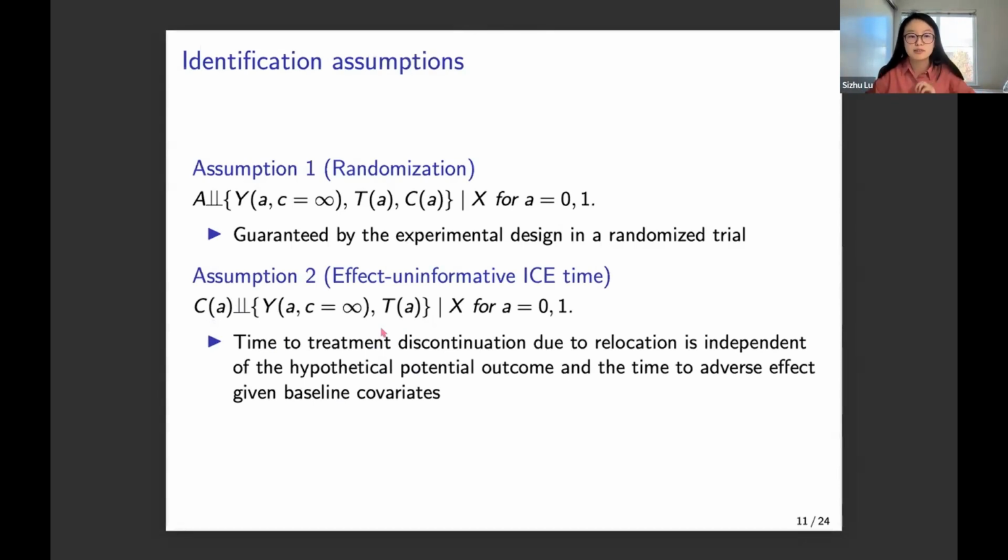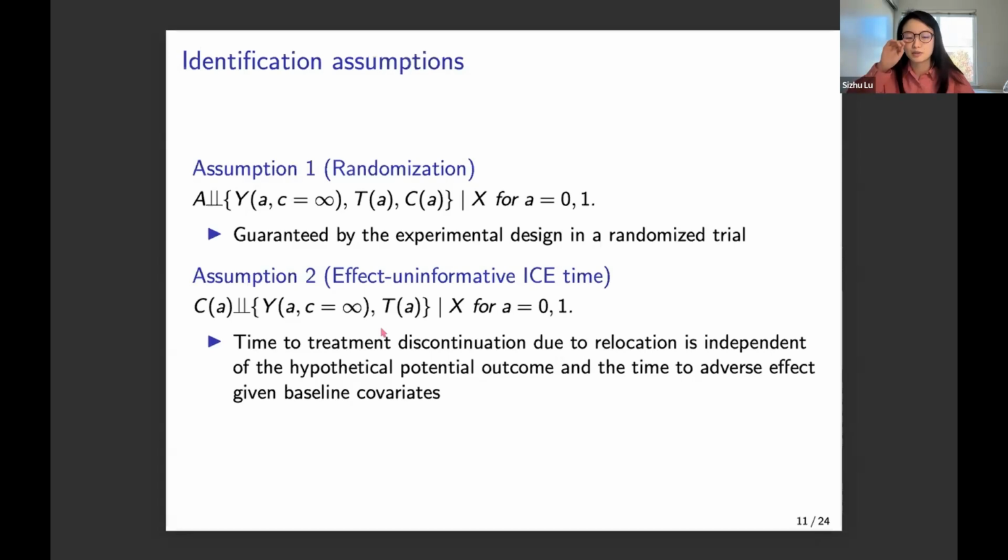Back to the motivating example, this assumes that the time to treatment discontinuation due to relocation is conditionally independent of the hypothetical potential outcome that we are interested in, and also the time to adverse event, given the baseline covariates. So we can treat it as an assumption on the intercurrent event, like the second type of intercurrent event. We can also treat it as the criteria for classification. If we believe such a conditional independence, then it's reasonable to use hypothetical strategies to deal with them by assuming this conditional independence assumption.